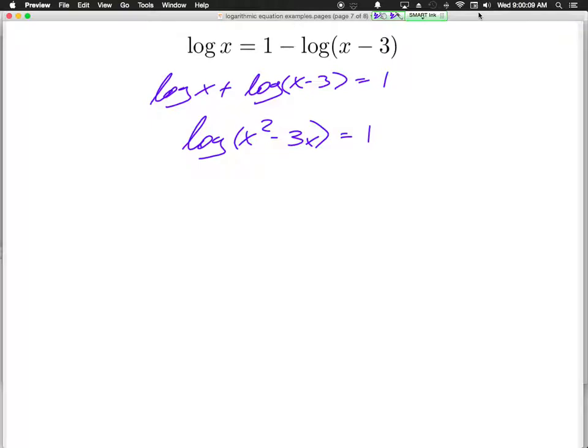So what do I do once I get to where I have a log equal to a number? Base and exponent, change the form. So what's my base? 10. What's my exponent? 1. So I get 10 equals x squared minus 3x. Can I divide by 3? Nope, because not everything's divisible by 3. Subtract 10 and then factor.